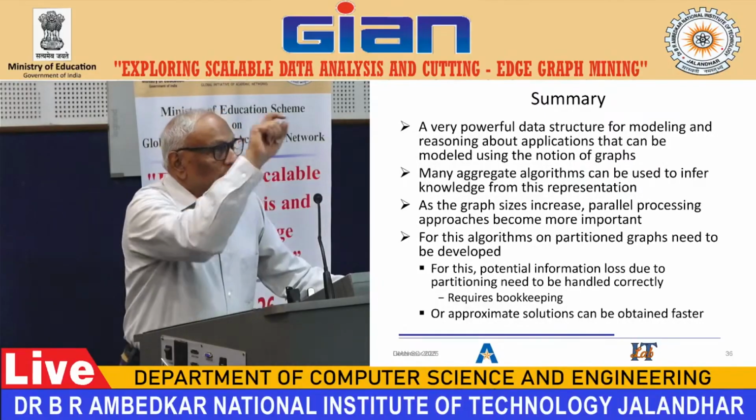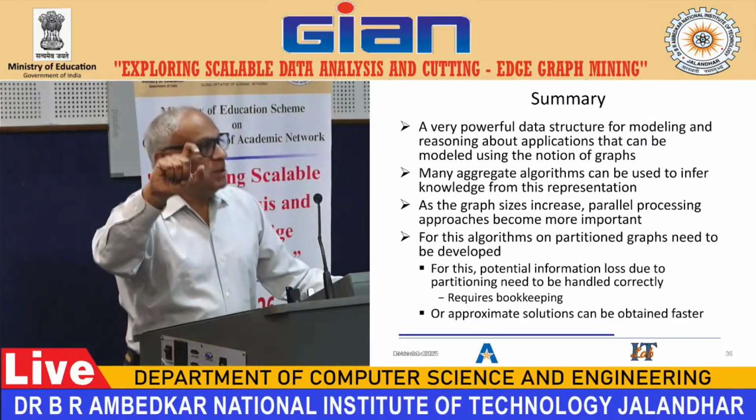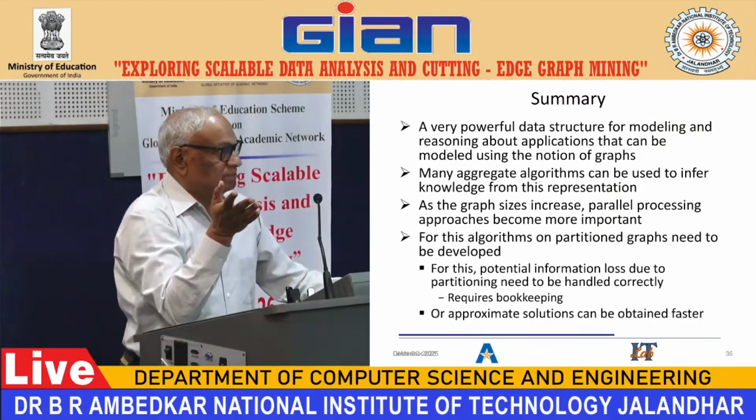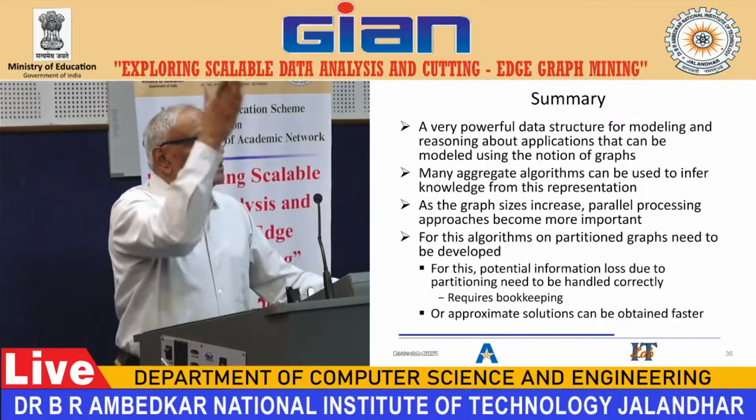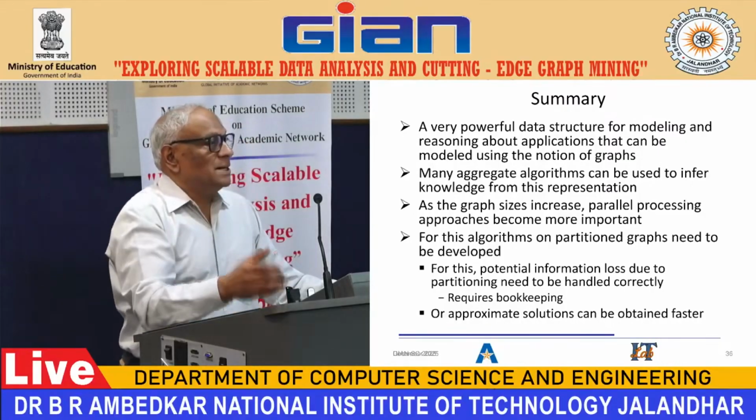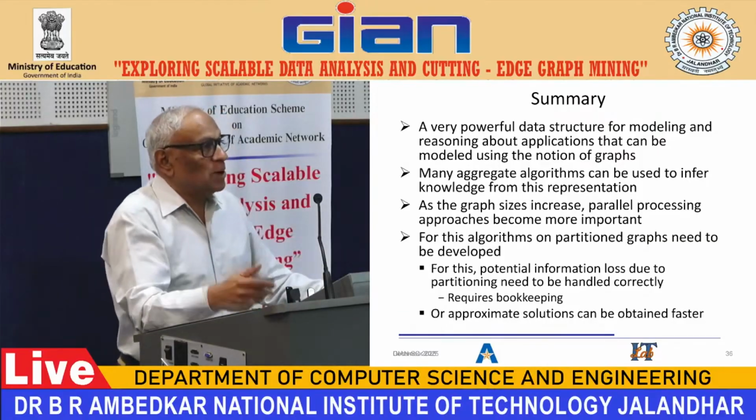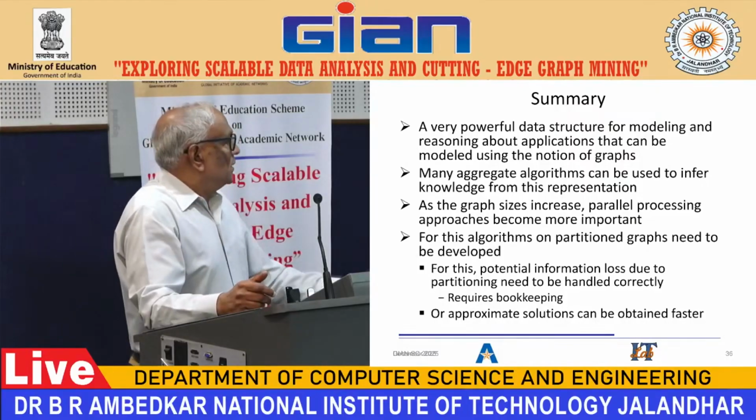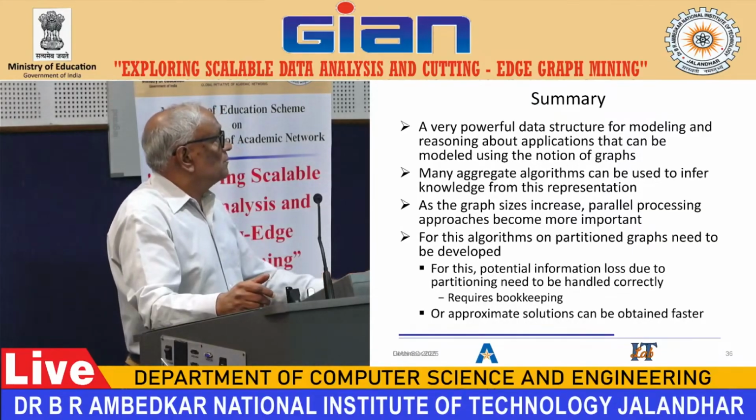Remember, some edges have one end node in one partition and the other end in the other partition. What do you do with those edges? If you don't keep those edges, you lose information. So you cannot just partition a graph in whatever way you want, because you won't get correct results when you process the partitions and put them together. This poses an additional problem for graph partitioning. Potential information loss due to partitioning needs to be handled correctly, which requires a lot of bookkeeping and other techniques, or approximate solutions can be obtained.